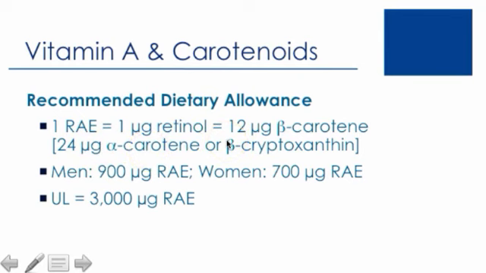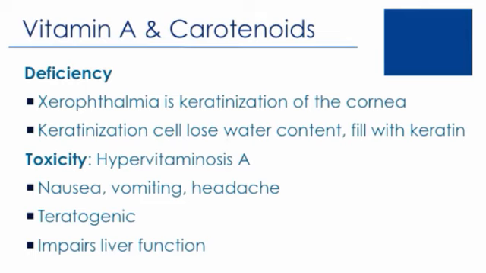beta cryptoxanthin. We'll now discuss the deficiency symptoms and conditions associated with low vitamin A status. So we see what's called xerophthalmia, the keratinization of the cornea. We see that with the keratinization, cells lose water content, so it dries out the eye, filling the eye with this keratin protein, and so in extreme cases the eye can become very, very dry. It can almost have a leathery appearance, and it can actually lead to blindness in severe cases.